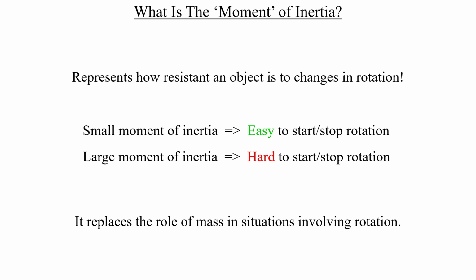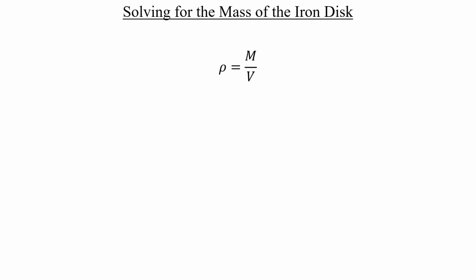Let's go ahead and get it started. The problem description gave us density, and that's a pretty big hint that we should use the relationship between density, volume, and mass to solve for m here, which we can then switch out with the moment of inertia later on.